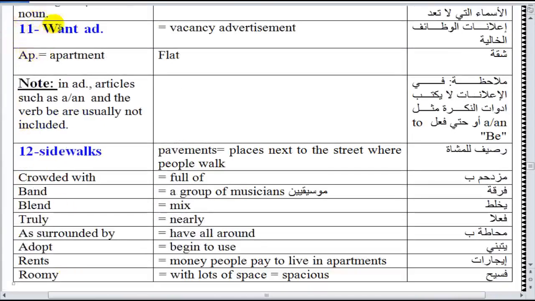Exercise 11. Vacancy advertisement. Apartment, flat. Note: in an ad, in an advertisement, articles such as a and the, and the verb be, are usually not included.